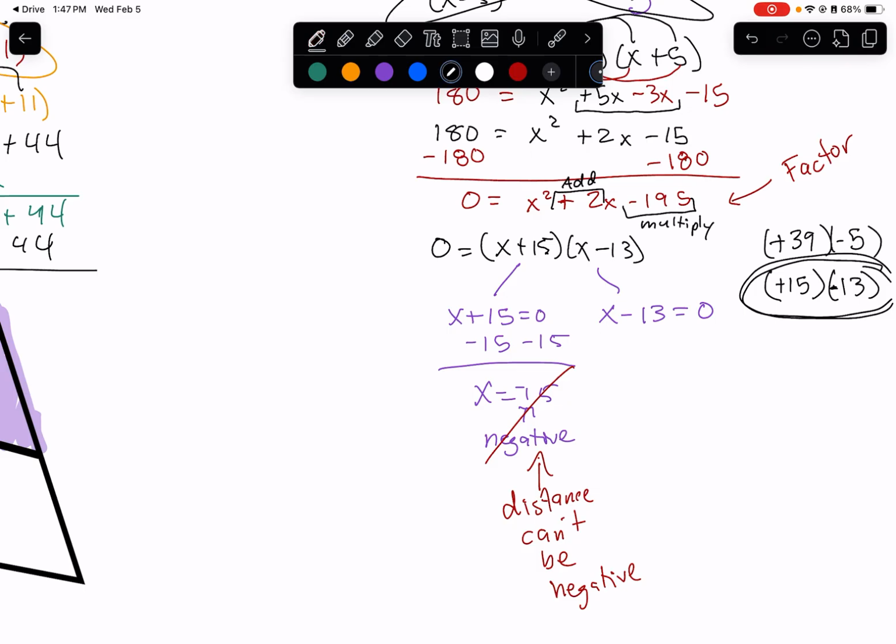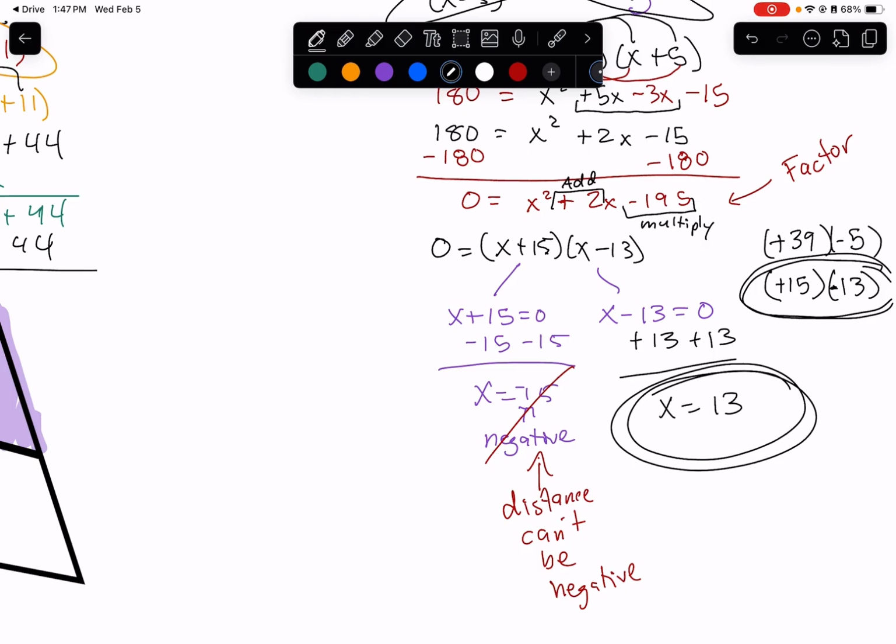However, when I do x minus 13 equals 0, when I add 13 to both sides, I get x is 13. So this is the positive solution, so this is our answer. And that would be called the root, because that's where this quadratic equation would cross the x-axis when x is 13.